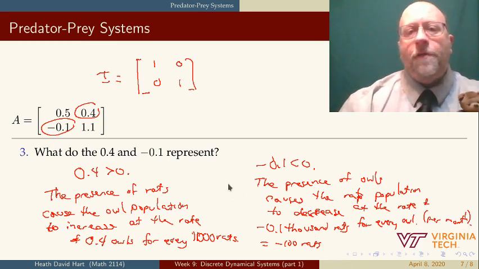So this is a classic predator-prey system. The rat population would grow if left unchecked. The owl population would not, because the owl population needs rats to feed on. But once they are intermingled together, rats cause the owl population to increase, but owls cause the rat population to decrease.